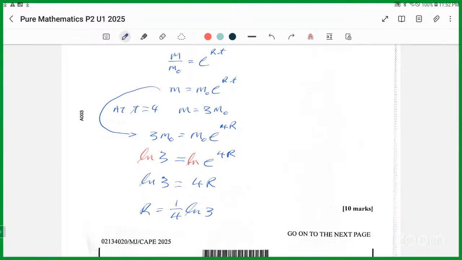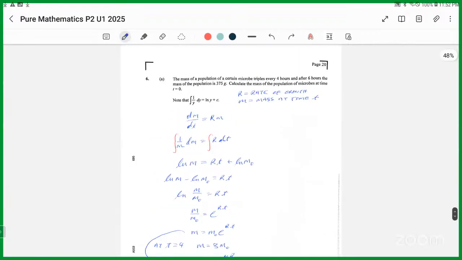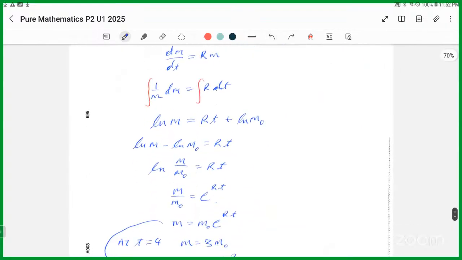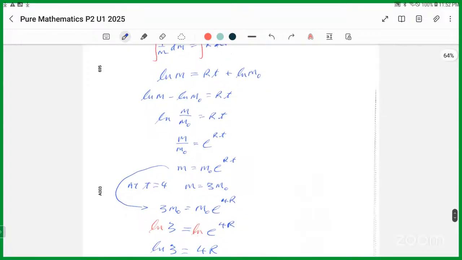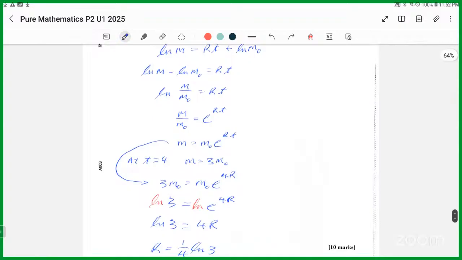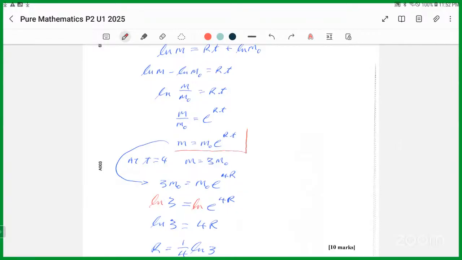All right, so that is the r. When we don't need to know, usually the m we want. So we have to use this condition now to say when t equals 6, the mass is 375. So based on that, we have this formula that we're going to plug that in. There's the formula of the mass. I don't know what r is, right? That is the rate.